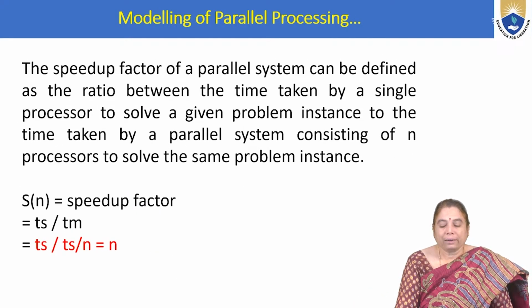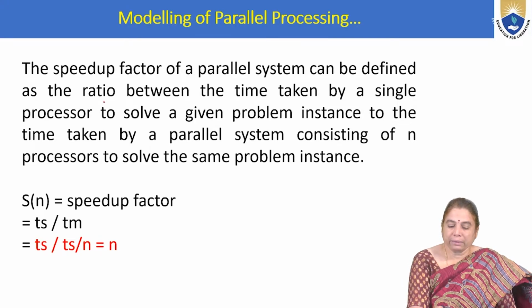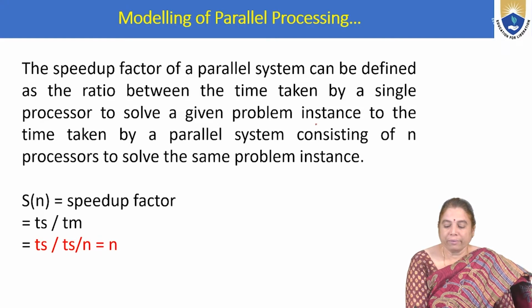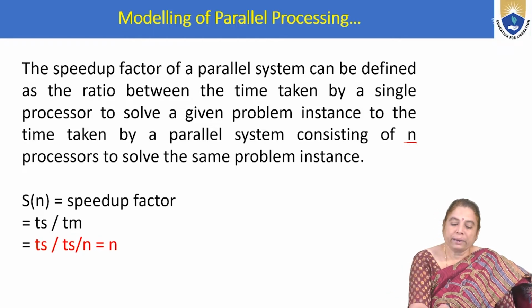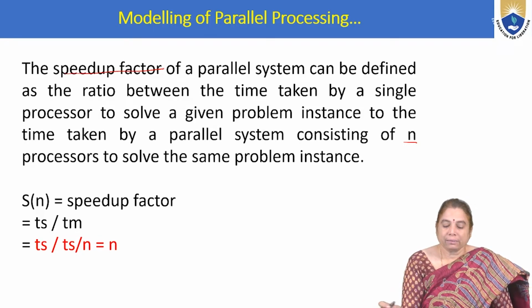The speed up factor is one of the most important factors that can be considered in parallel systems. It can be defined as the ratio between the time taken by a single processor to solve a given problem instance to the time taken by a parallel system consisting of n processors to solve the same problem instance. This ratio is referred to as the speed up factor. Let us consider S of n as the speed up factor.